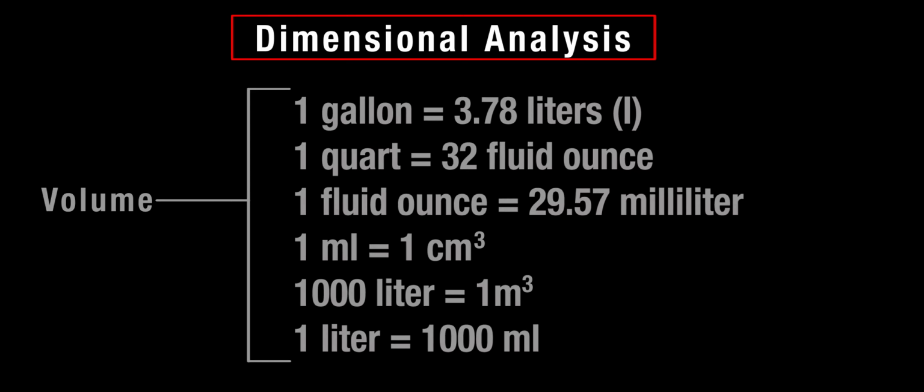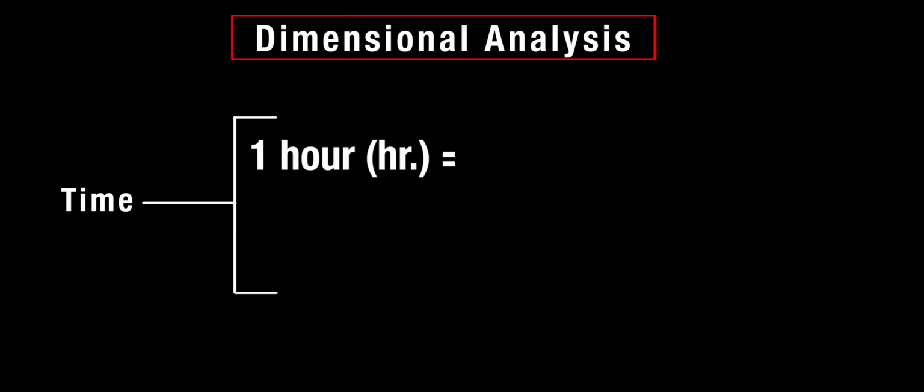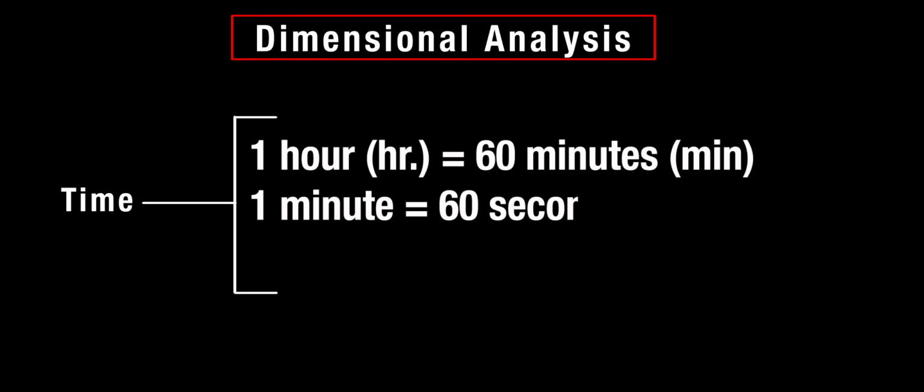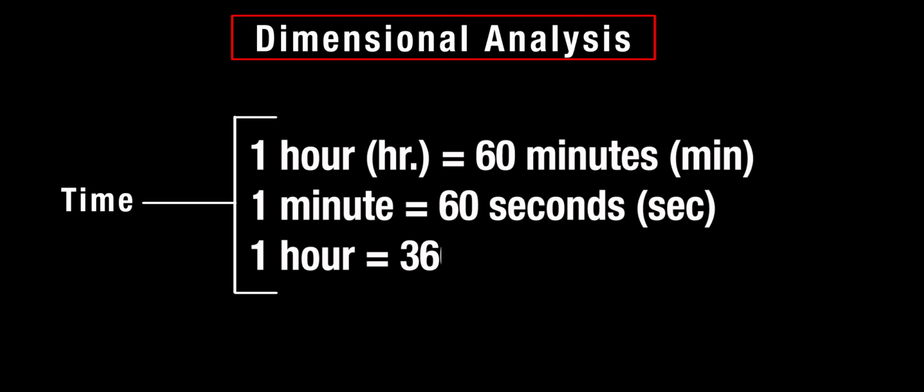Next, let's move on to time. Some commonly used conversion factors in time are as follows. 1 hour equals 60 minutes. 1 minute equals 60 seconds. 1 hour equals 3,600 seconds.